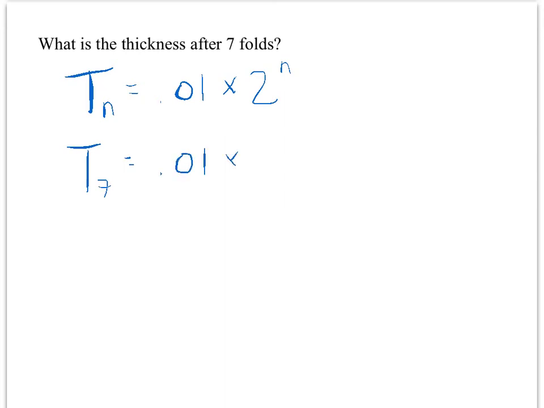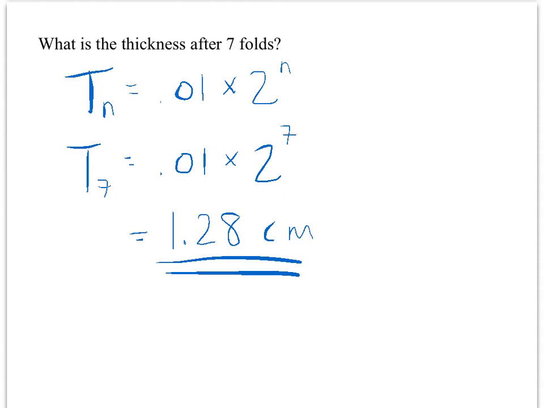What's the thickness after 7 folds? Well, I can use my explicit formula where the thickness after n folds is 0.01 times 2 to the n, and I'm just going to replace the n with a 7. The thickness after 7 folds is 0.01 times 2 to the 7th, which is 1.28 centimeters. Still not very big.